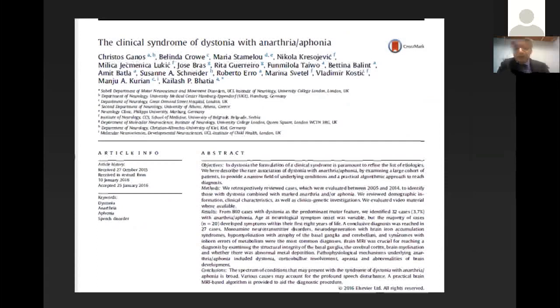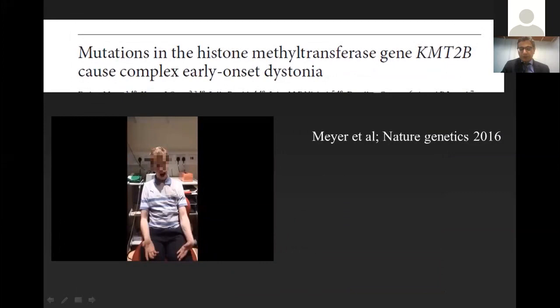Again, I told you that with the bulbar involvement, there are a number of disorders, a brain iron accumulation, there's a rare condition called HABC, where there is an atrophy of the basal ganglia and cerebellum, inborn errors of metabolism, and brain MRI here is very crucial. But there's one particular condition which we've become aware of recently, and which is an important cause of childhood onset dystonia. And this is related to the KMT2B gene mutations.